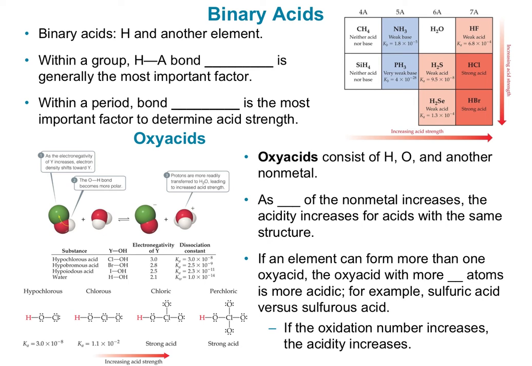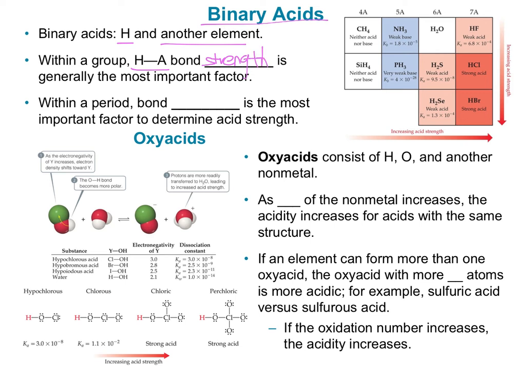We're going back now to structures, thinking about how structures affect acidity. So first we're going to talk about binary acids. So binary means 2, so we're specifically thinking about hydrogen bonded to only one other type of element. So that would be any kind of hydrogen plus a halide or an oxide, sulfide, and so on. So within a group, meaning down the column, we're going to think about the hydrogen-A bond, so any of those other elements. For those, what's going to be most important is the strength of the bond.